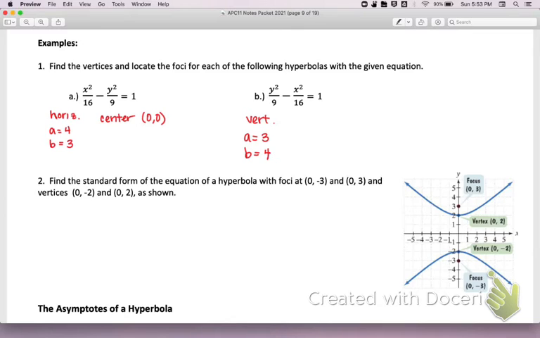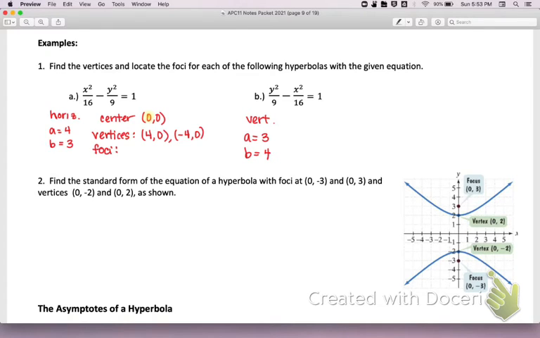Since it's horizontal, we are going to change the x coordinate of the center. And so we're going to add and subtract a. So the vertices are going to be at 4, 0 and negative 4, 0. Then the foci, we're going to have to do a little bit of work to figure out.